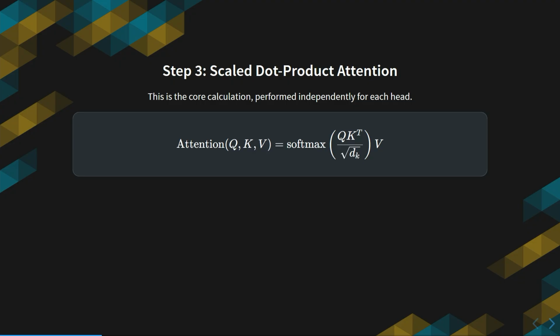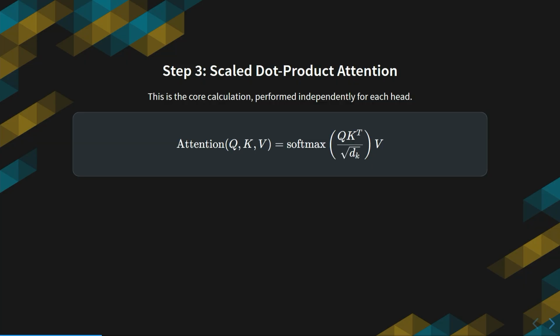And now we do the scaled dot product, which comes back to the pure attention mechanism. This is the core calculation, and it's performed independently for each head. The formula is attention of Q, K, V equals softmax of Q multiplied by K transpose, divided by the square root of dk, and then this whole thing is multiplied by V. The dk is your head dimension.